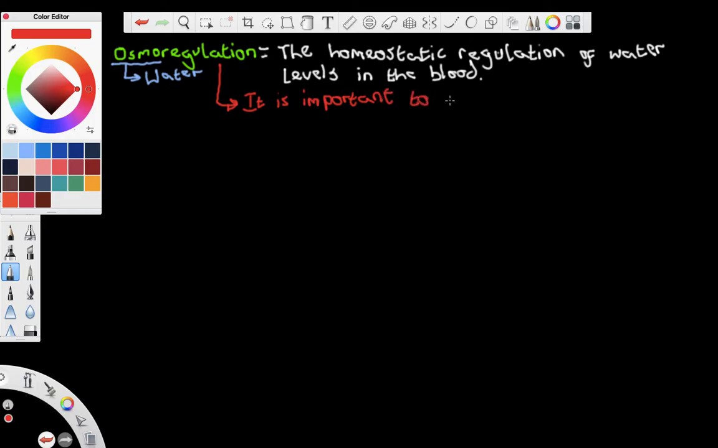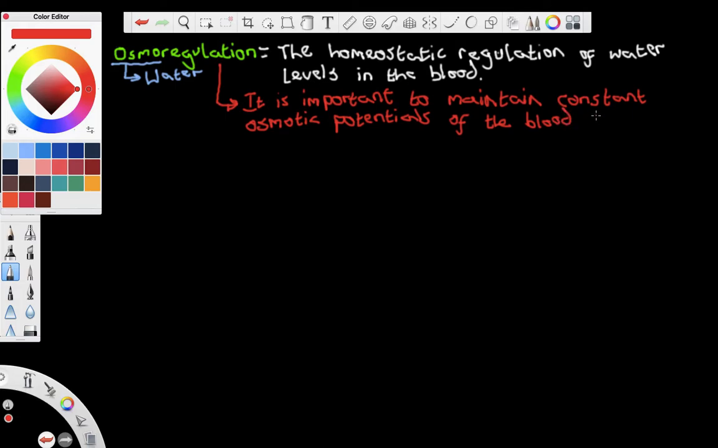It is important to maintain constant osmotic potentials of the blood and tissues so that cells do not shrivel or burst.